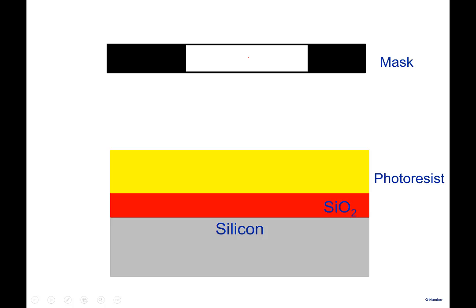Some regions are opaque and some regions are transparent. Now what you do is, you expose it here to ultraviolet light. UV light exposes all over. So what would happen is, as you can see here, the UV light would go here, in this particular region. The opaque region blocks it.